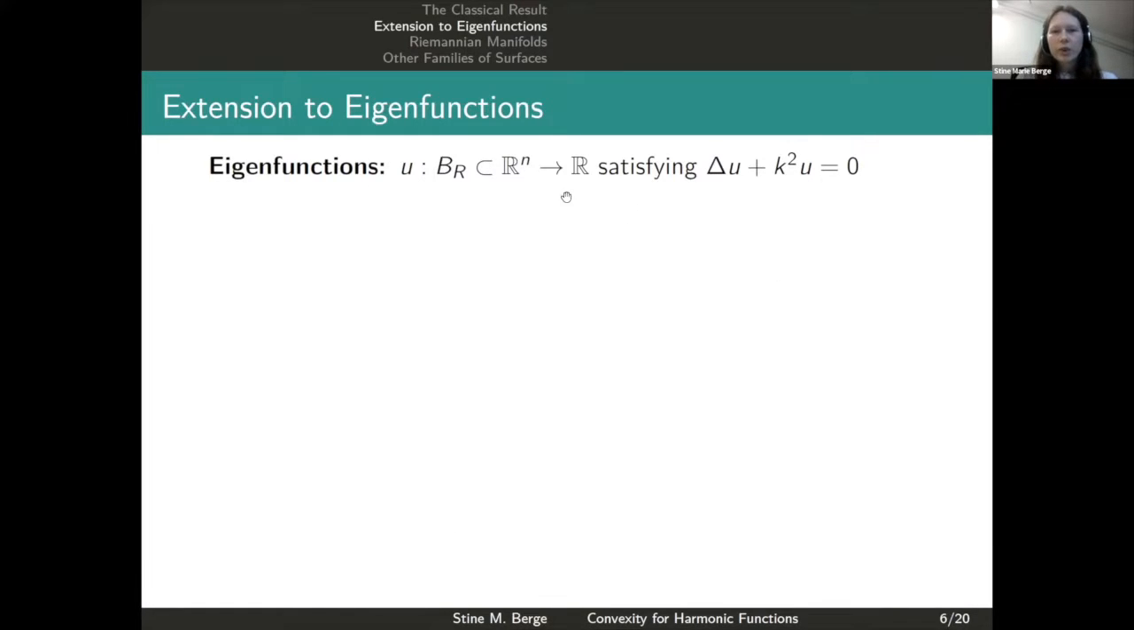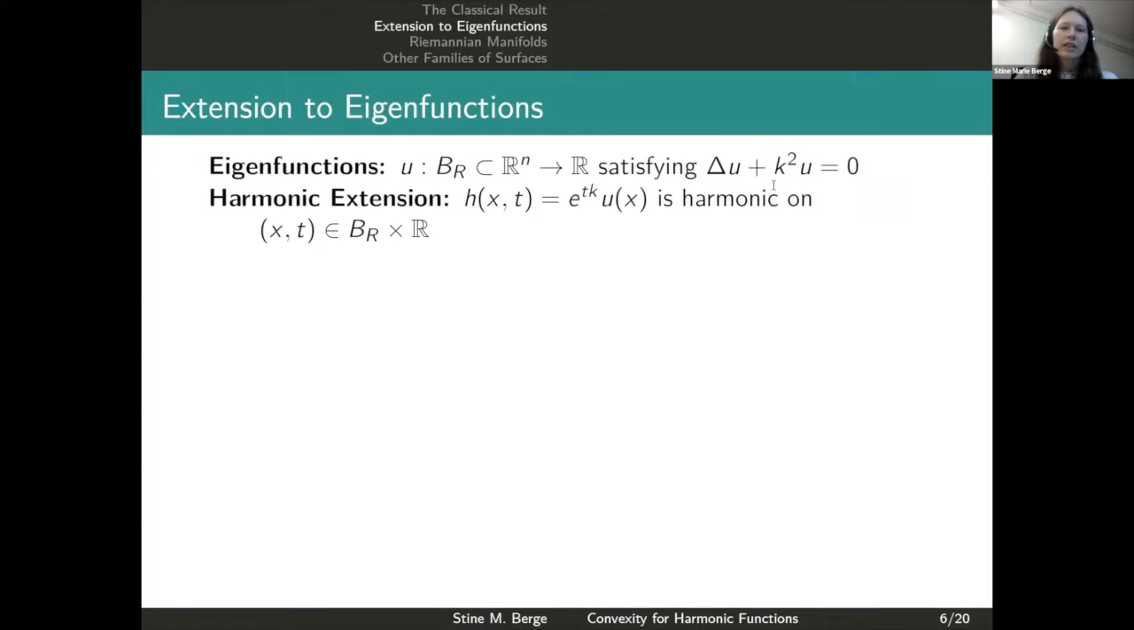And again, we now have u is an eigenfunction on a ball. In this case, what I want you to notice is that if we have an eigenfunction, there is a way to embed it into a higher dimensional space, obtaining a harmonic function. So if you take this new variable t here, and let it be a multiple of, for instance, e to the power tk, where k is the square root of the eigenvalue, then this function here is a harmonic function. And then we can modify the h function from previously.